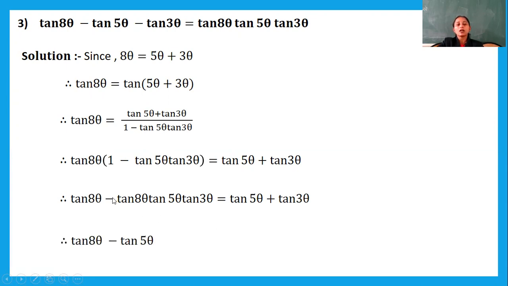Now arrange the terms. I have here tan 8 theta. आता ह्याच्या दोन टर्म्स इकडे RHS मध्ये होत्या, तो आपण LHS मध्ये घेतलेला आहे. आणि LHS मधली जी टर्म होती सेकंड टर्म ती RHS मध्ये घेतले. Now it is tan 8 theta - tan 5 theta - tan 3 theta is equal to tan 8 theta into tan 5 theta into tan 3 theta. And this is the proof of this question.